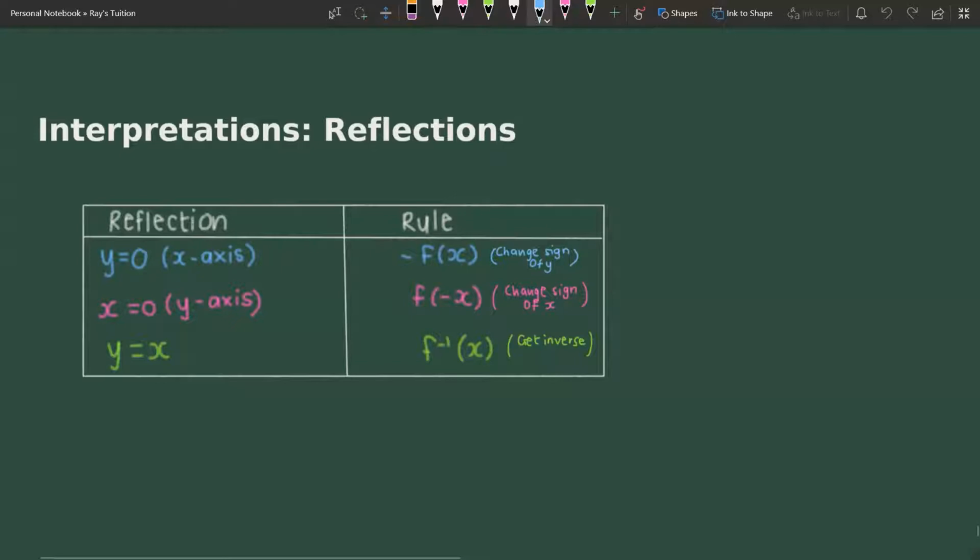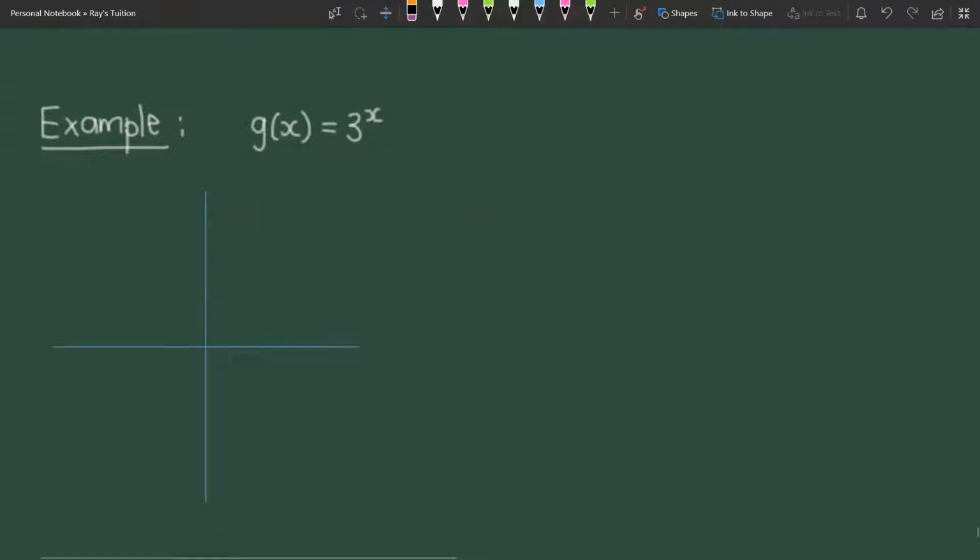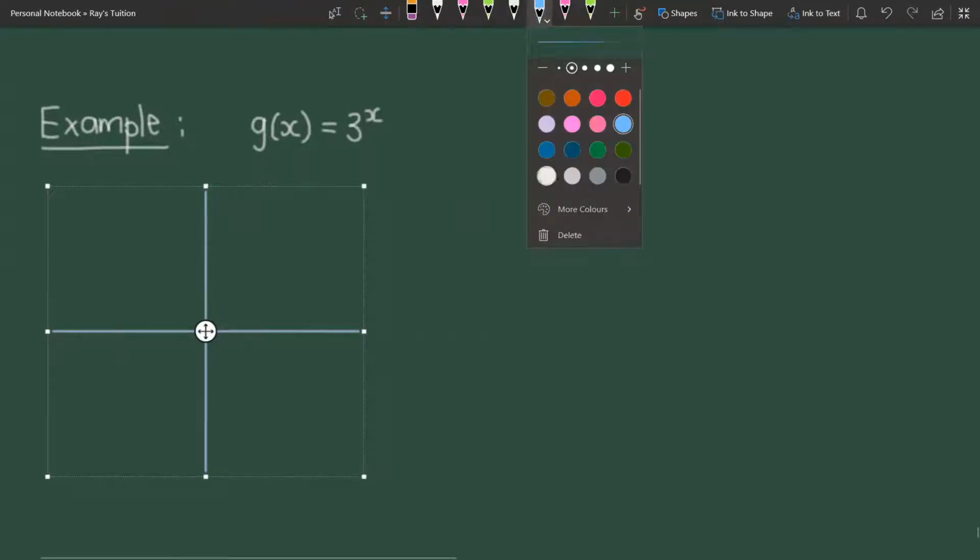So let us have a look at an example of reflecting these graphs. I'm first going to draw this graph over here. So let's draw it. I'm going to use the table method. I can already tell what type of graph this is. This is an exponential graph. How do I know it's an exponential graph? It's that x is in the exponent.